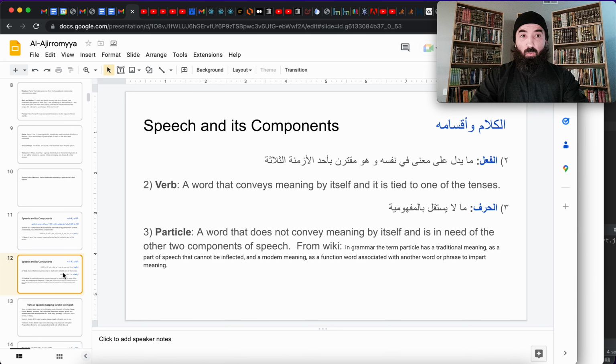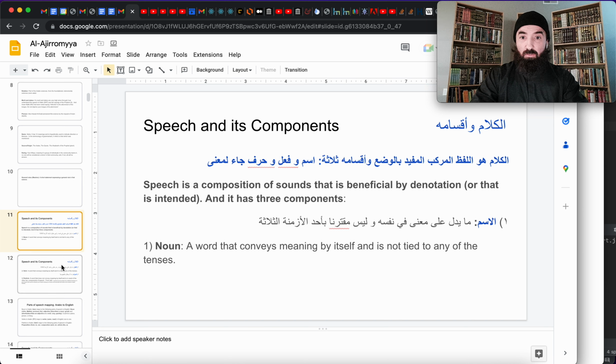Meaning, for example, when you say sat, sat has a meaning of its own, the act of sitting. However, it is tied to one of the tenses, right? Sat means in the past. Will sit means in the future, meaning it's not decoupled from time. It's always integrated and coupled with time. That is a verb.